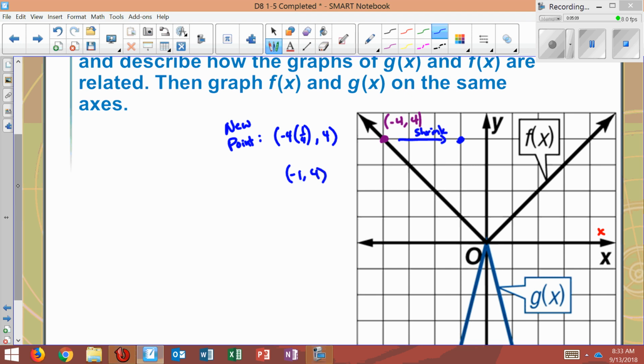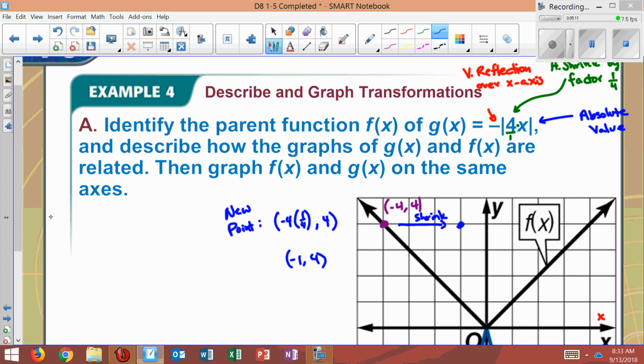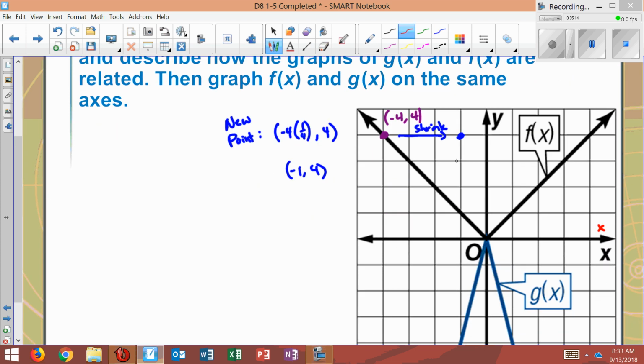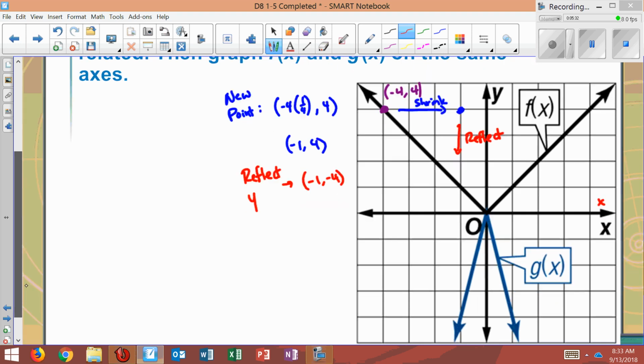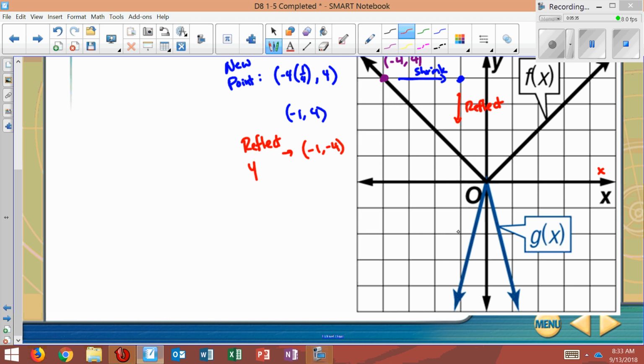Now, when you look at the next thing that you're supposed to do, it was a reflection across the x-axis. So this point then gets reflected down across. Now, since we're reflecting the y's, this 4, when you reflect the y, what happens is your y value changes from positive to negative. So it goes to negative 1, comma, negative 4. And so now if I look over here, if I go left 1, down 1, 2, 3, 4, yes, I do have the point negative 1, negative 4. So that's how that transformation works.